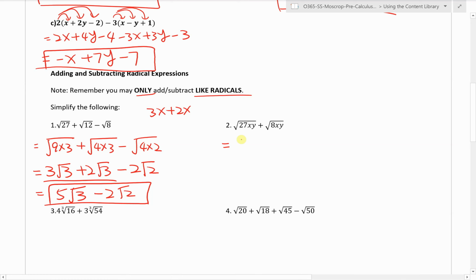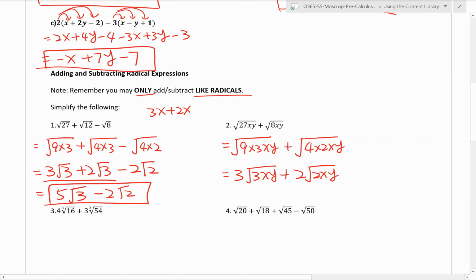Square root of 27xy. Again, I can simplify this first. That's 9 times 3xy. That's 4 times 2xy. Okay. Square root of 9 is 3, so 3 times root 3xy, plus square root of 4 is 2, so 2 times root 2xy. Not like radicals. That's a 3, that's a 2, not the same. Nothing else we can do.